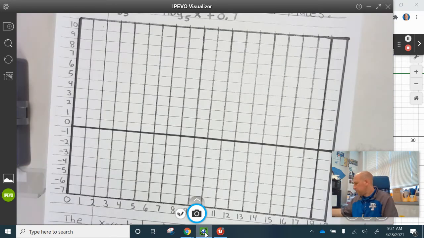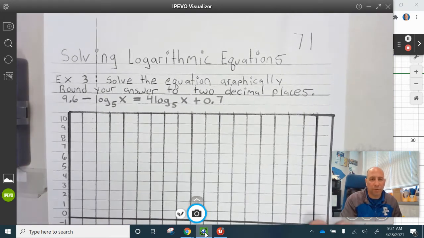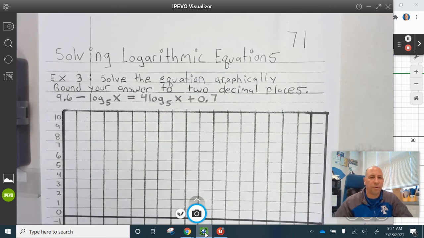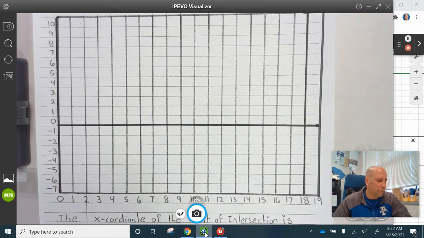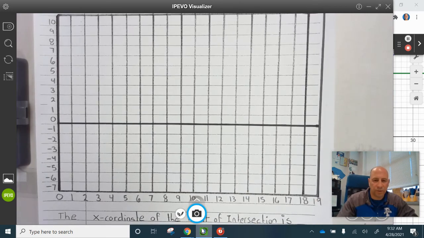All right. Let's take a look at example 3. Solve the equation graphically. Round your answer to 2 decimal places. So we have 9.6 minus log base 5 of x equals 4 times log base 5 of x plus 0.7. All right, first off, take a few moments to graph your graph on your paper. All right, now you have that graphed.